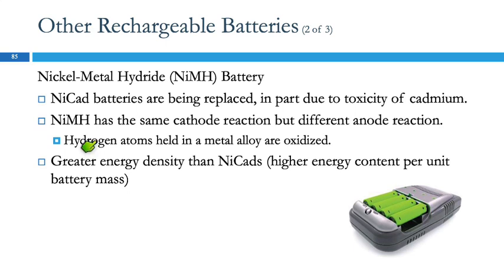So here we have hydrogen atoms that are in a metal alloy. So that's what the metal hydride is. And it's the hydrogen atoms that are getting oxidized. You have greater energy density in these batteries than the NiCads, and that means you have a higher energy content per unit of battery mass. Now, if you're trying to power something like a drone that's flying, right, you want those batteries to be as light as possible, right? Because if the battery is too heavy, you're going to expend more energy lifting the battery, right? So you want things to be light.